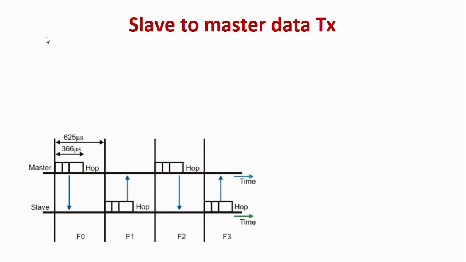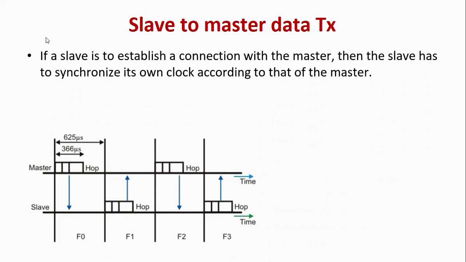The transmission takes place by way of time division duplexing, that is TDD. The channel is divided into time slots, that means each 625 microseconds in length. The time slots are numbered according to the Bluetooth clock of the piconet master. The time division duplexing is used where the master and slave alternately transmit.